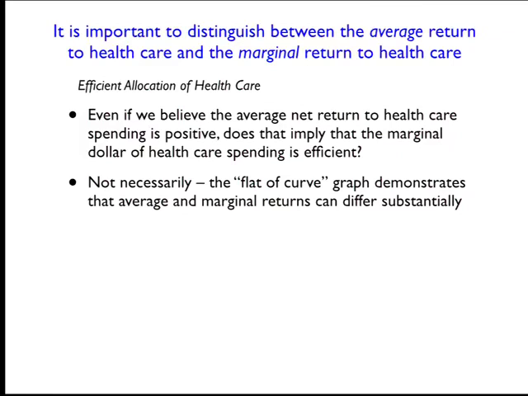The average, though, is going to be the slope of the almost straight line that connects the origin and the point at which we're looking on the curve. And of course, that has a much steeper slope because it's benefiting from the high marginal returns in the earlier, lower spending regions.